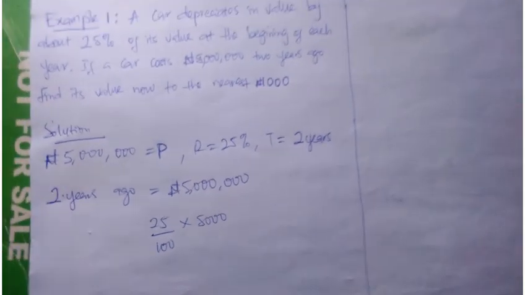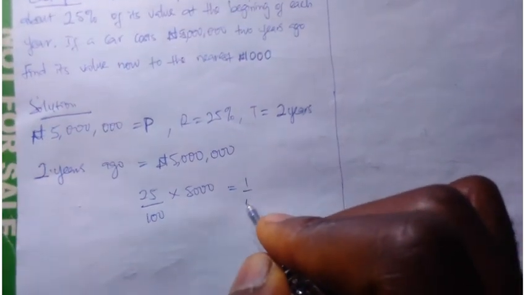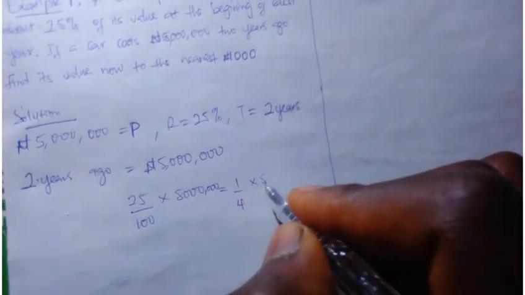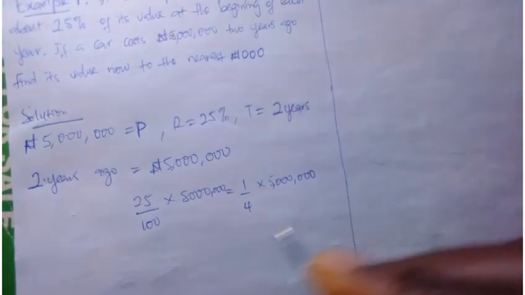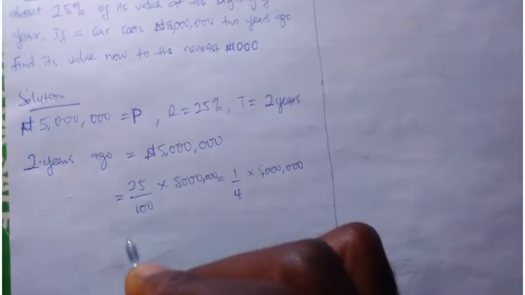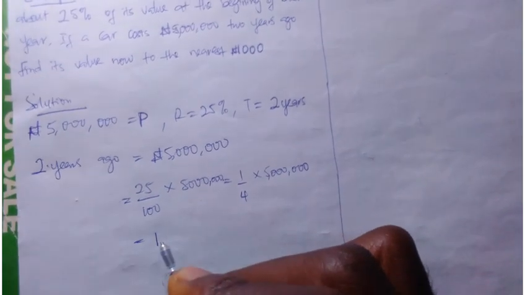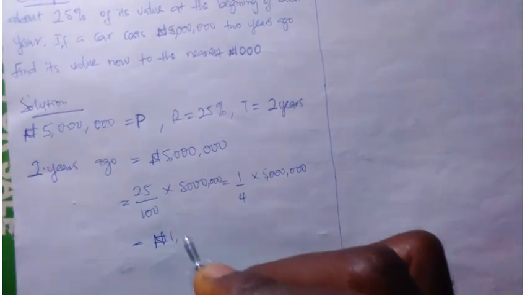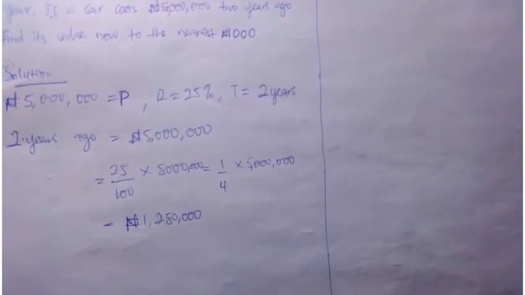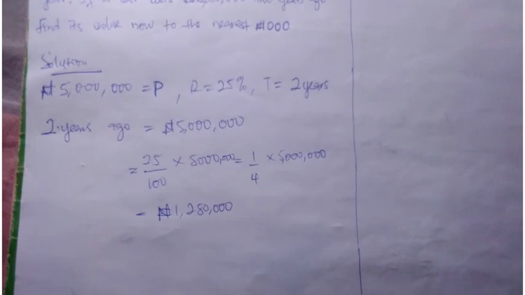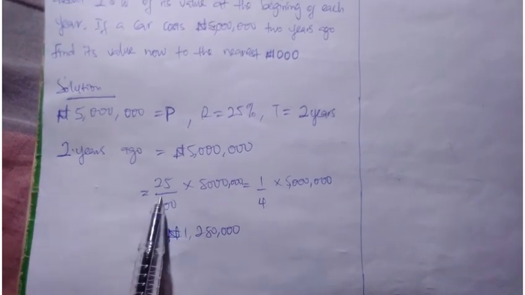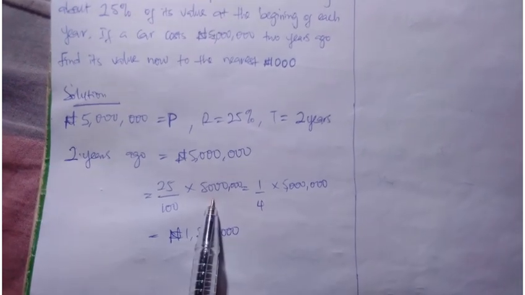On doing this, I'm going to have it as 1 over 4 times 5 million naira. On dividing, I'm going to have my answer to be 1,250,000. Now, this is 25% of 5 million.